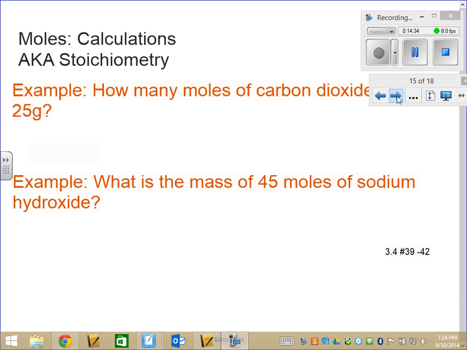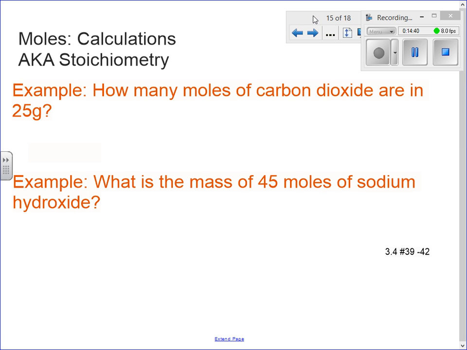So we're going to do a couple of calculations together of what I call stoichiometry. Stoichiometry is a fancy science word for comparing mass with number of moles.